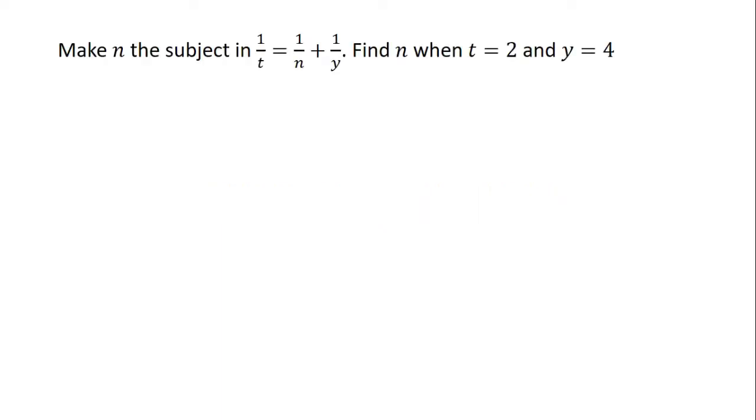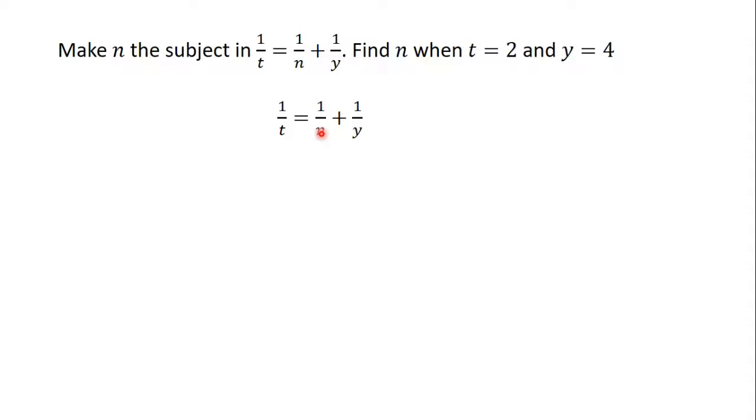Make n the subject in 1 divided by t is equal to 1 divided by n plus 1 divided by y. Find n when t is equal to 2 and y is equal to 4. Let's deal with the first part of our question, then we'll tackle the next part. The first part says that we should make n the subject in the expression 1 over t is equal to 1 over n plus 1 over y.